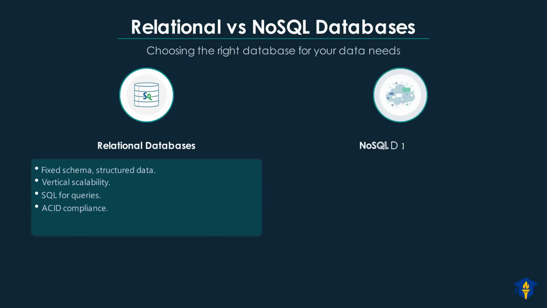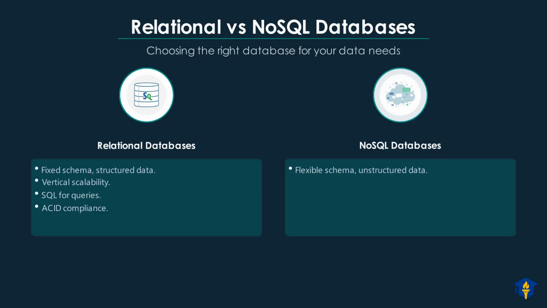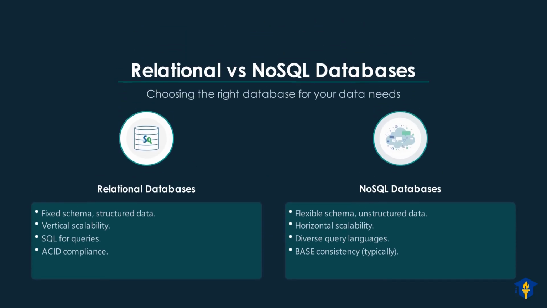On the other side, NoSQL databases offer a different paradigm. They are characterized by a flexible schema, designed to handle unstructured or semi-structured data. NoSQL databases excel in horizontal scalability, distributing data across many servers. They support diverse query languages, which vary depending on the specific database type. Finally, NoSQL databases typically offer BASE consistency, prioritizing availability and partition tolerance.